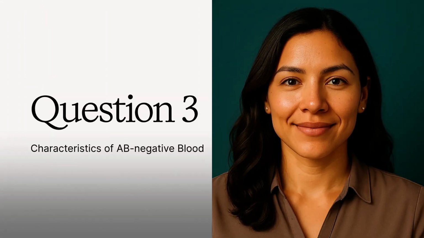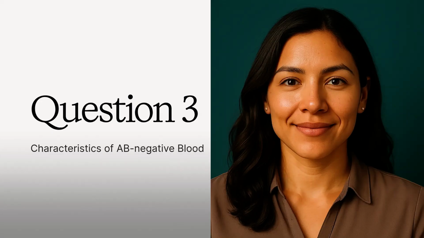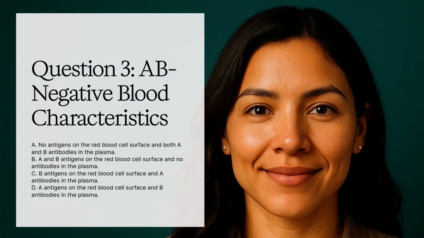Question 3. The nurse is reviewing the laboratory results for a patient with type AB negative blood. The nurse understands that this patient's blood type has which of the following characteristics? A. No antigens on the red blood cell surface and both A and B antibodies in the plasma. B, A and B antigens on the red blood cell surface and no antibodies in the plasma. C, B antigens on the red blood cell surface and A antibodies in the plasma. D, A antigens on the red blood cell surface and B antibodies in the plasma.